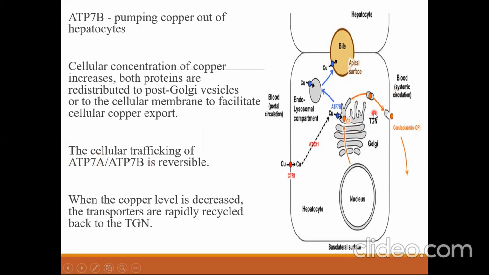Whenever the cellular concentration of copper is increased, these proteins ATP7A and 7B are redistributed to the post-Golgi vesicles or to the cell membrane to facilitate cellular copper export. When the copper level is decreased, what happens? The transporters are recycled back to the trans-Golgi network. So the cellular trafficking of ATP7A and 7B is reversible.